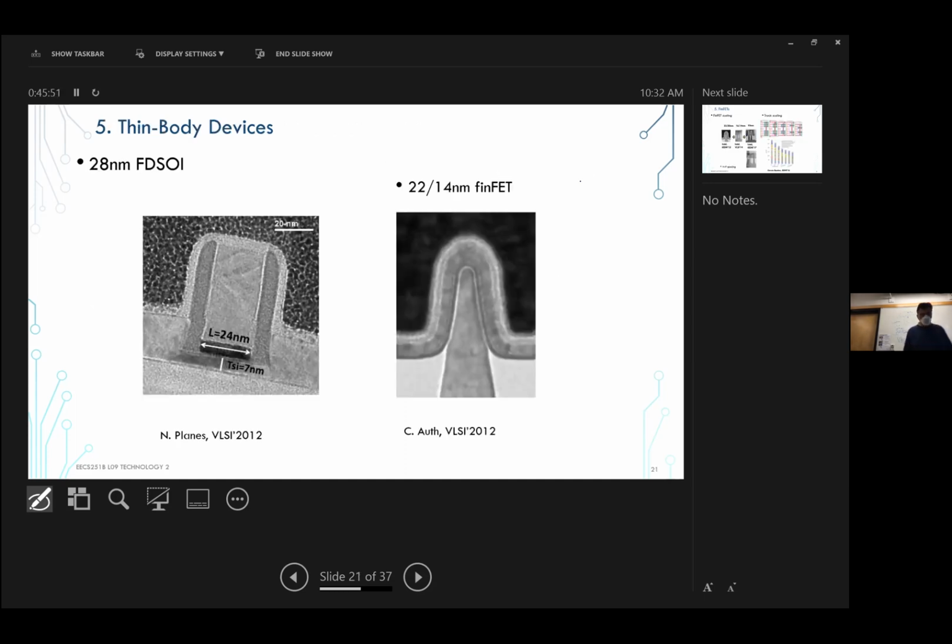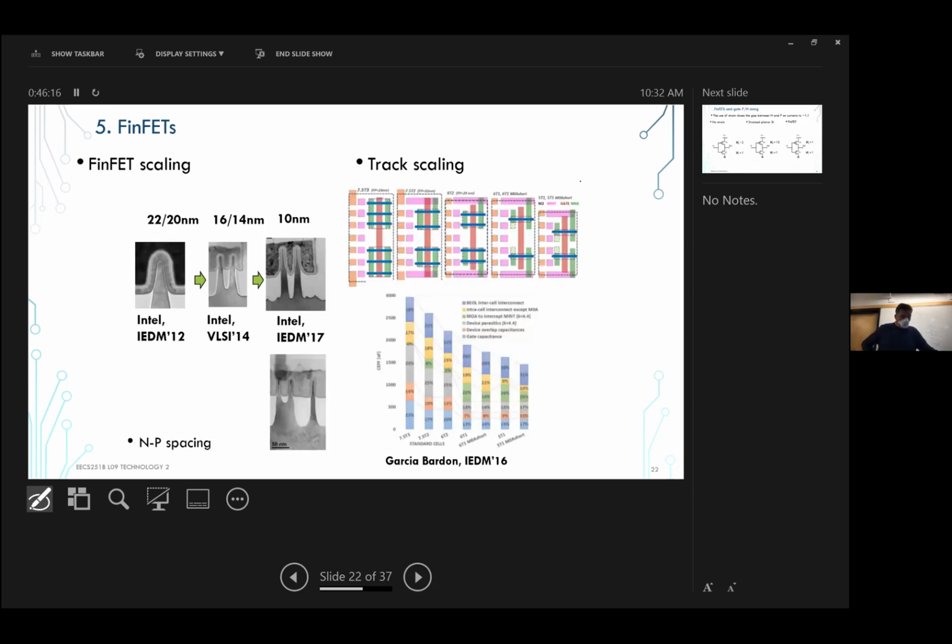Now, the next thing that has happened are thin body devices that have been introduced, and presently we have access to fully depleted SOI. I'll spend a little bit of time on fully depleted SOI a little later in the course. But we also have FinFETs. You've heard about those, and we're going to spend a little bit more time on them. But here is something that we should watch out for, and we are going to look at more of an implication of that a little later.